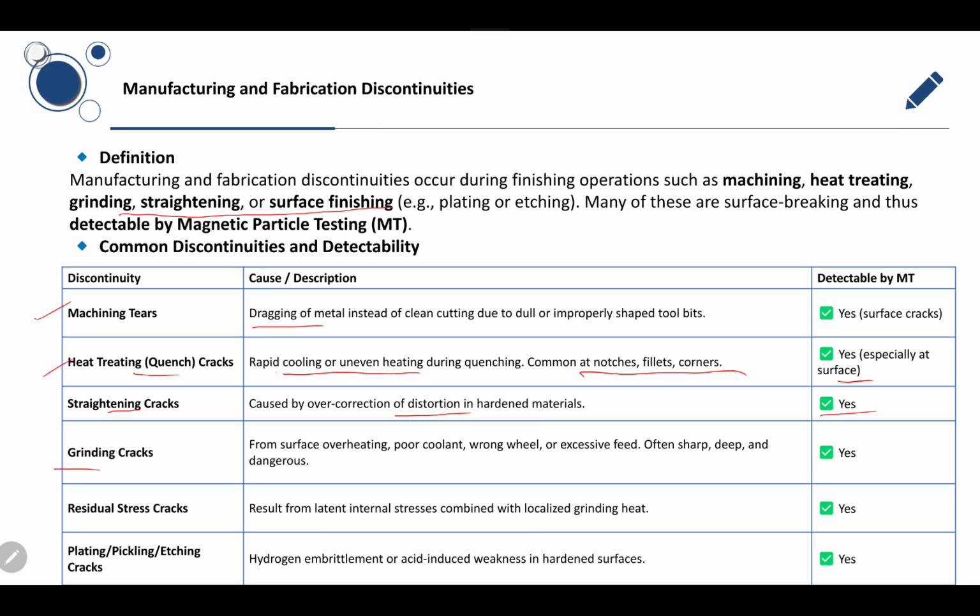Grinding cracks. These originate from surface overheating, poor coolant, wrong grinding wheel or excessive feed. They are often sharp, deep and can be very dangerous. They are detectable by MT. Residual stress cracks. These result from latent internal stresses combined with localized grinding heat and these are detectable by MT.